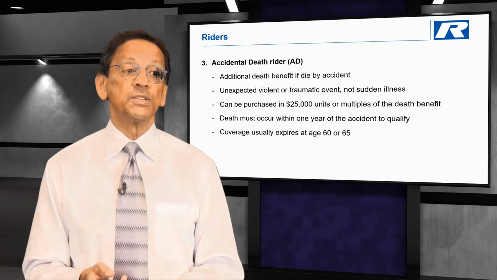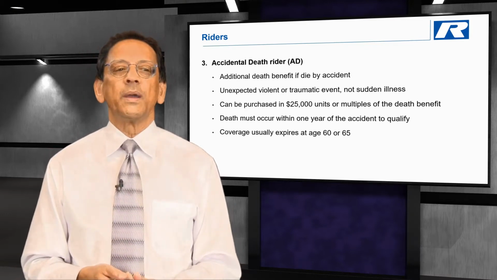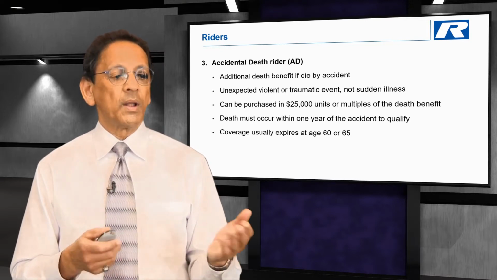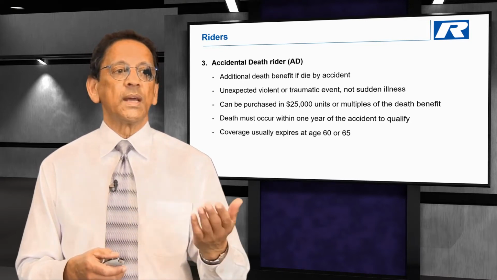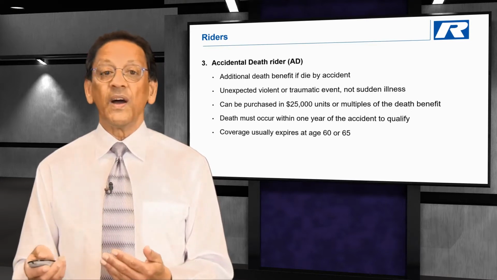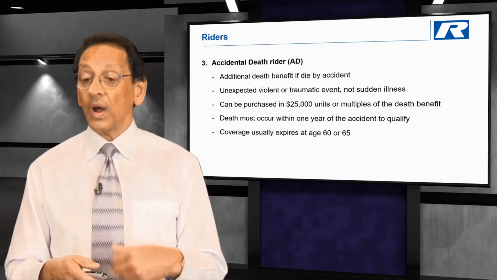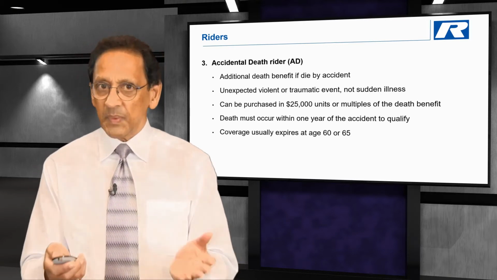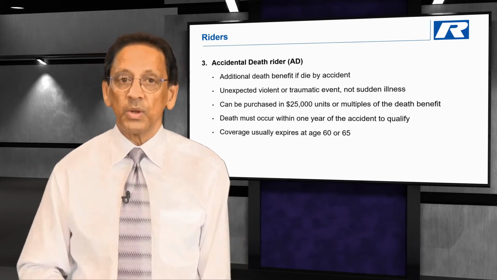So coverage usually expires around age 60 or 65. So if you bought a policy at age 40 with an accidental death rider, at age 65, if you still have that policy, the rider will in fact be terminated for the accidental death. The base plan will still be in place as long as you're paying your premium.